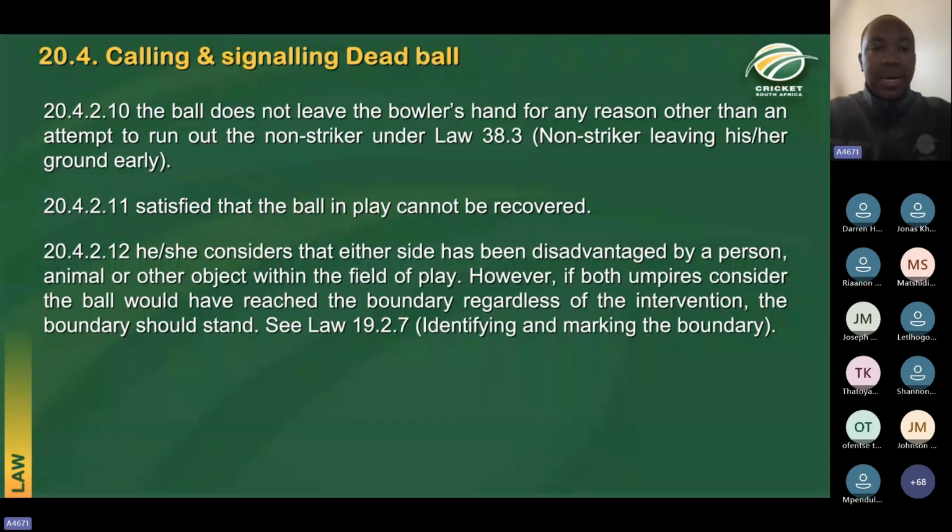If either umpire considers that either side has been disadvantaged by a person, animal, or other object within the field of play coming into contact with the ball, then they shall call and signal dead ball. However, remember, I mentioned earlier that if a ball was going to go for 4 and it hit a dog, then the umpire can call and signal boundary 4. But if it wasn't going to go for 4, then we need to call and signal dead ball.